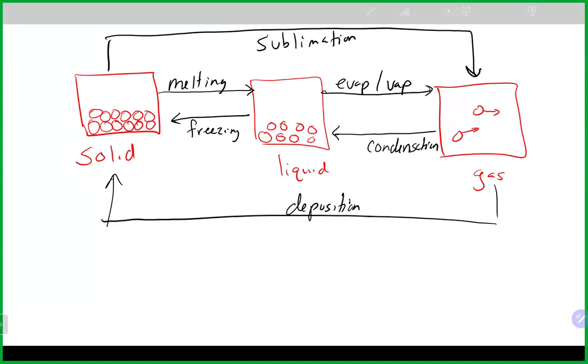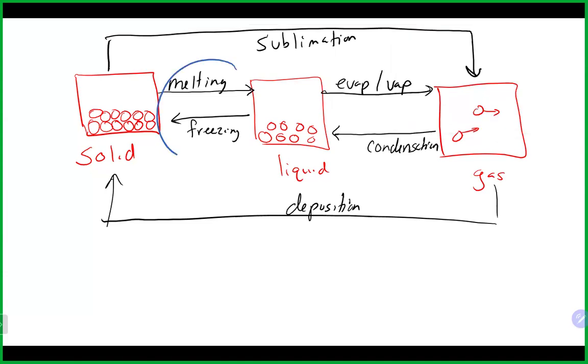Now, when we talk about melting and freezing, does this occur at the same or different temperatures? It actually occurs at the same temperature. So melting and freezing actually occur at the same temperature. For water, for example, that is 0 degrees Celsius.